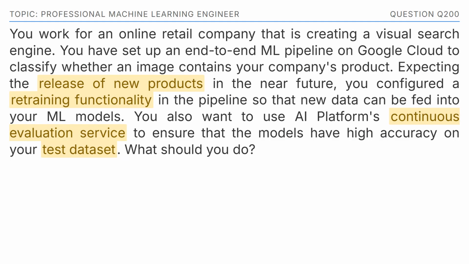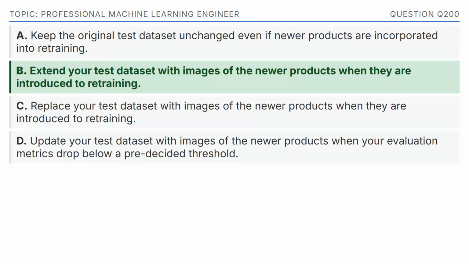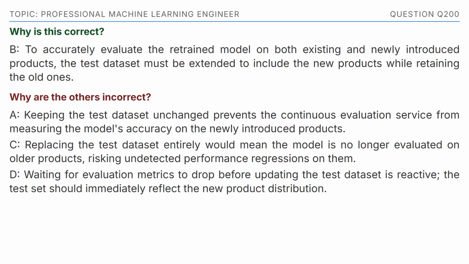To arrive at the correct answer, we focus on the keywords: release of new products, retraining functionality, continuous evaluation service, test dataset. The correct answer is option B. Extend your test dataset with images of the newer products when they are introduced to retraining. Why is this correct? B. To accurately evaluate the retrained model on both existing and newly introduced products, the test dataset must be extended to include the new products while retaining the old ones.